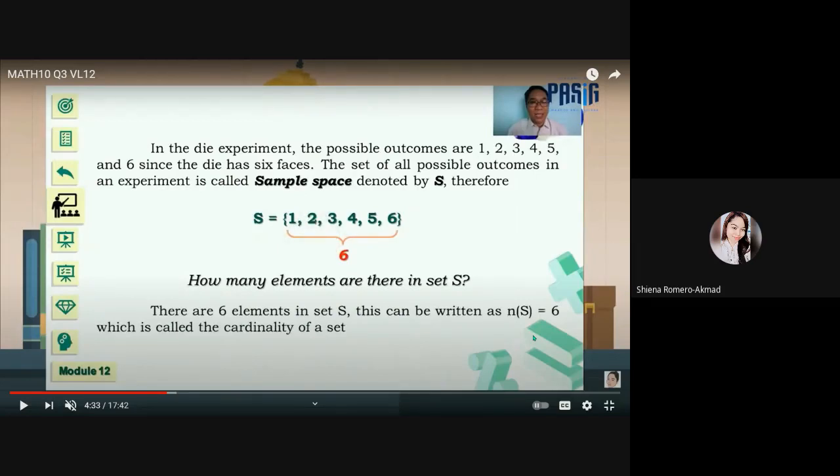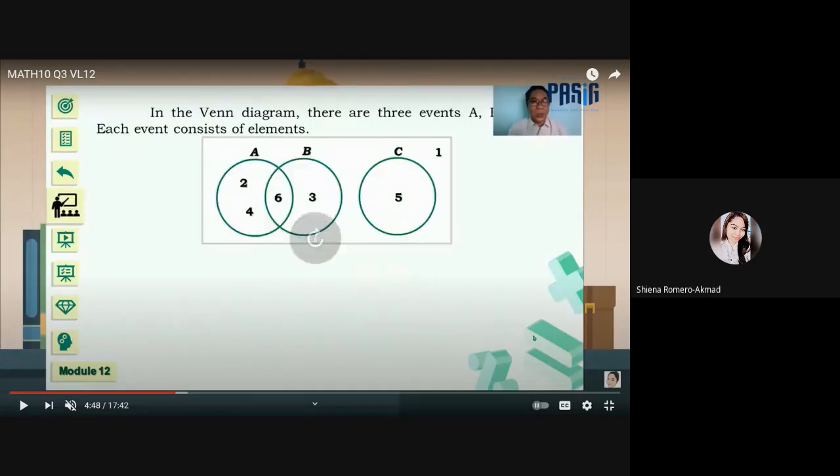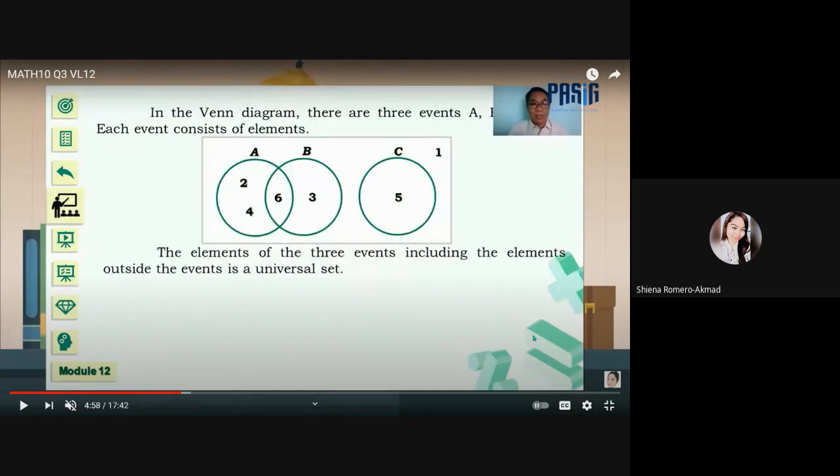This is written as the number of elements in S or n(S) equals 6, which is called the cardinality of a set. When we say cardinality of a set, you are counting the number of elements. So we have here the Venn diagram, and the elements of the three events, including the elements outside the events, is what we call the universal set.